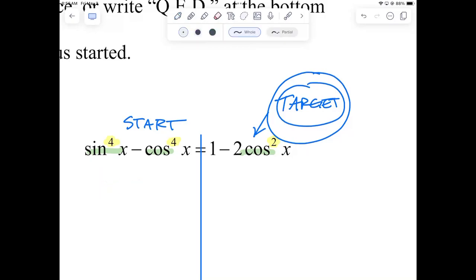But here's what I'm going to do. Remember I said 4 is a denser nucleus than 2. I need to somehow tear down the power of 4 into a power of 2, which means I'm going to have to do it by doing what?